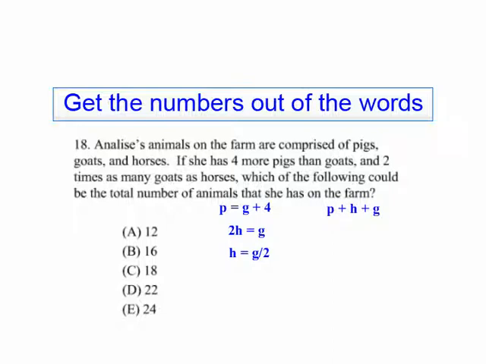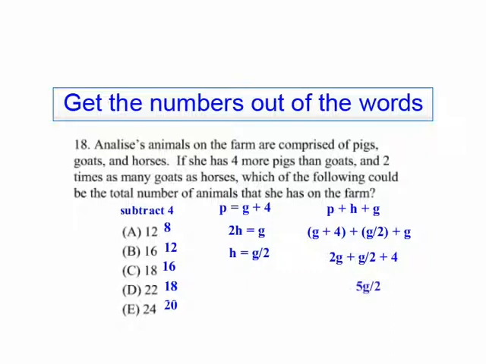Now let's substitute the values in. We've got goats plus 4 for the pigs, goats divided by 2 (1/2 of the goats) for the horses, plus the goats. When we add that up, we get 2 1/2 goats plus 4. Okay, we can get rid of that 4. Let's subtract 4 from each of the numbers, which gives us 8, 12, 16, 18, and 20. So 5/2 of the goats equals one of these numbers.